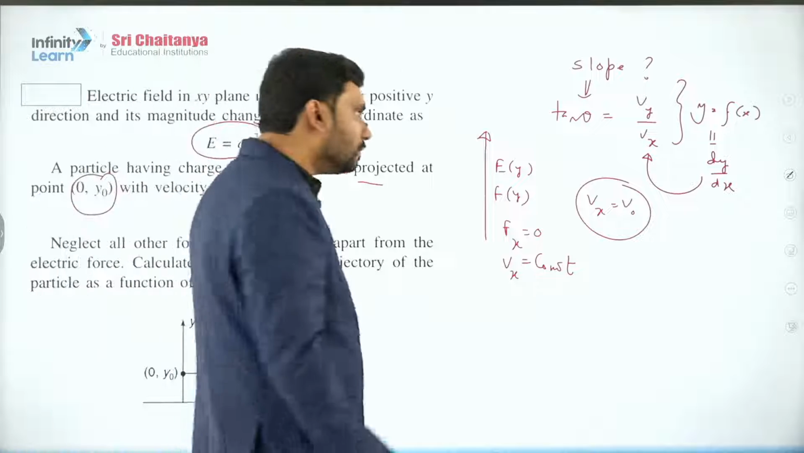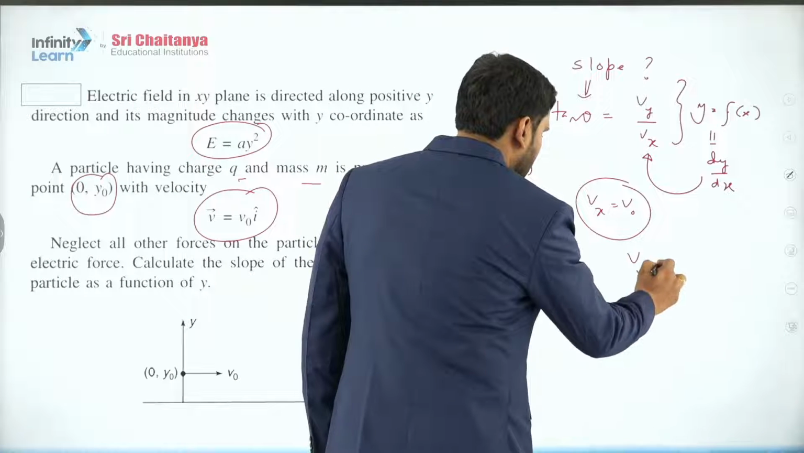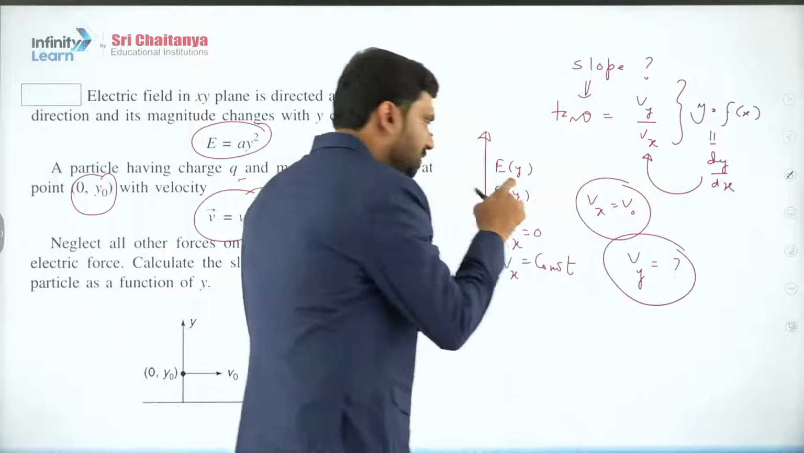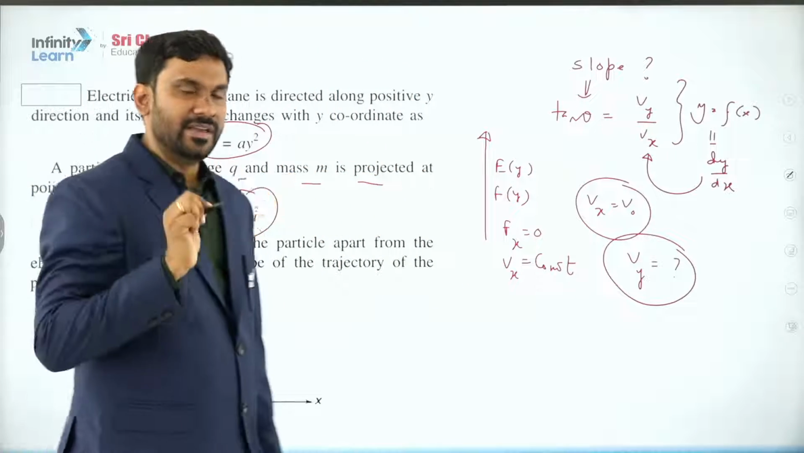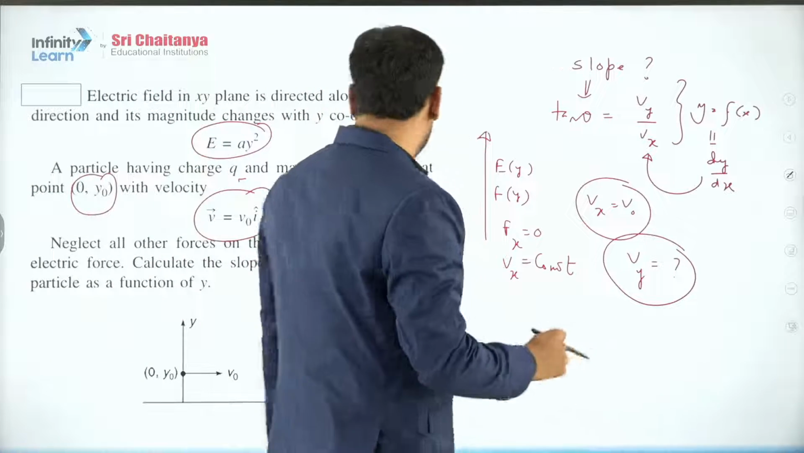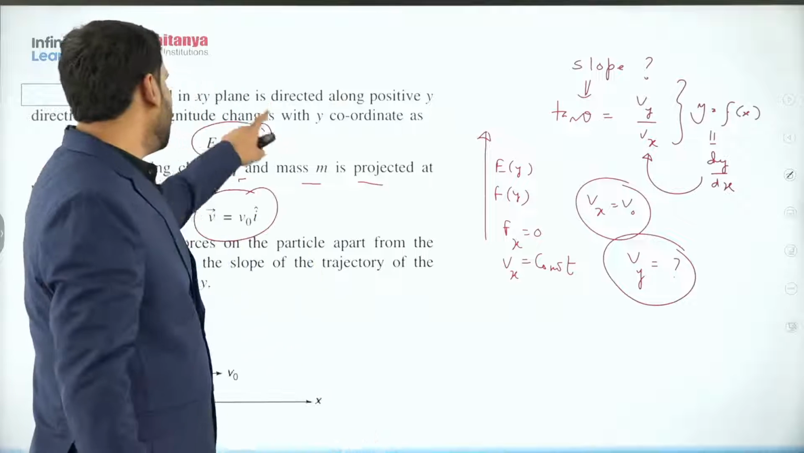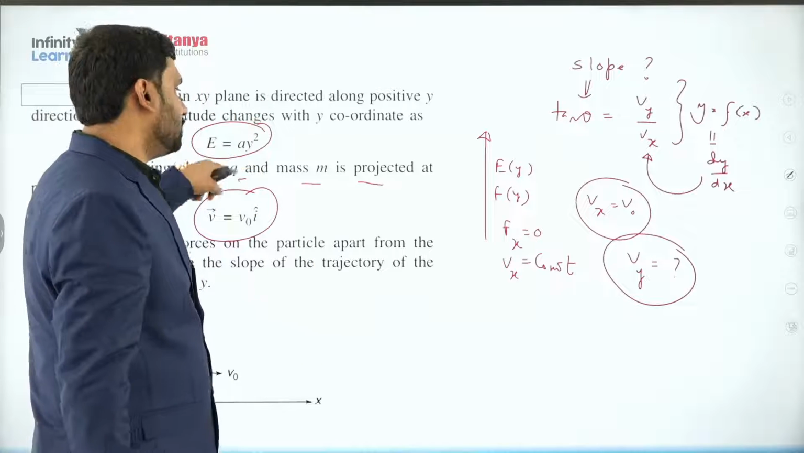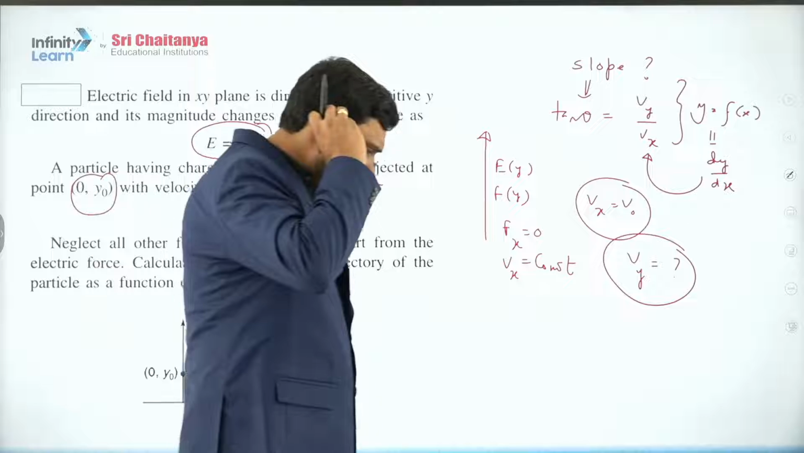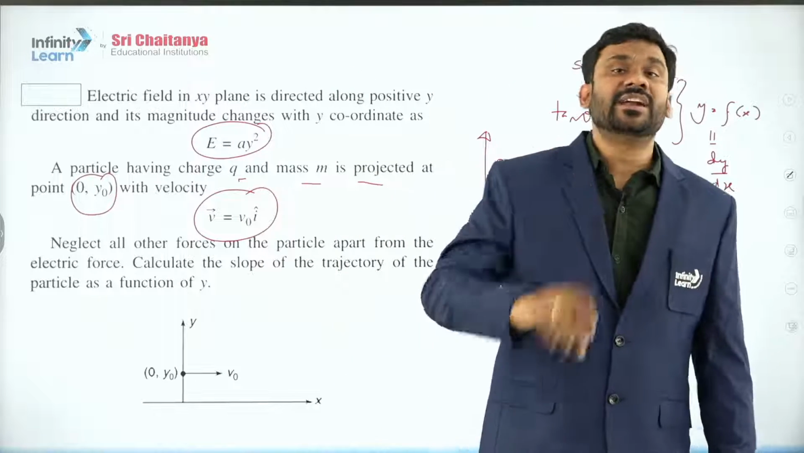But do we know Vy? No, we don't know. That means we have to build our story along Vy. I need to get Vy. But first, in this case, they have already given that the electric field is equal to Ay square. The point is, they may not tell you the electric field also.